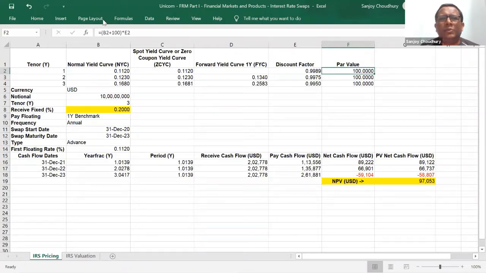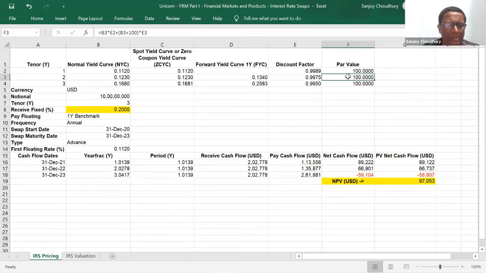So the first year there's only one cash flow, so B2 plus 100, which in this case, 1 year rate is 0.1120. So on 100 of the currency, you have the principal of par value, and you're getting 0.1120. So that is 100.1120 multiplied by E2, which is the 1 year discount factor, to get the par value of 100.